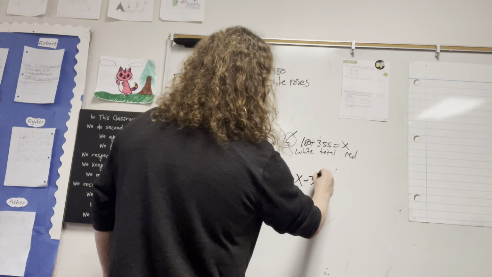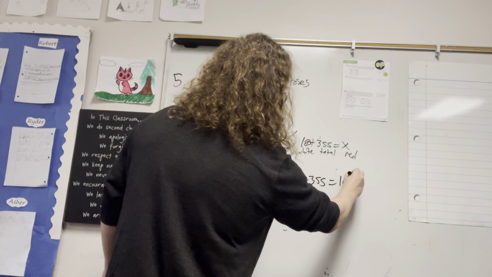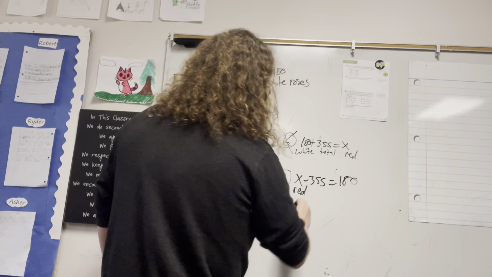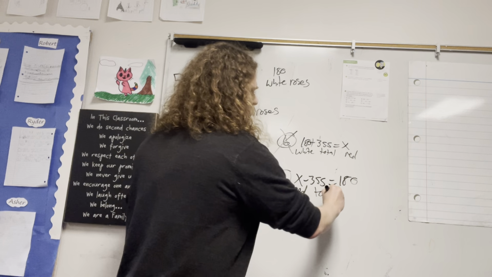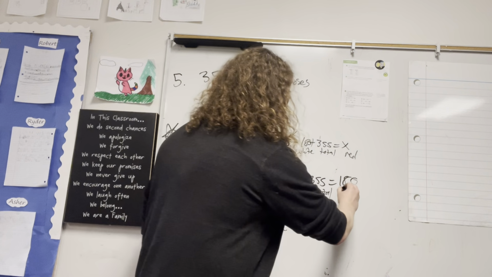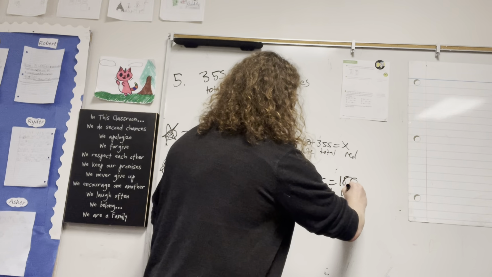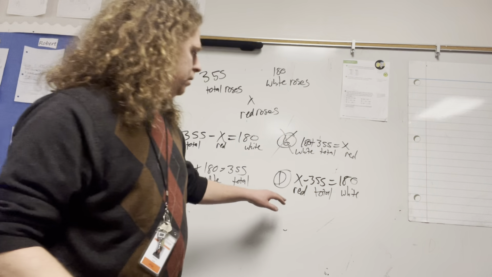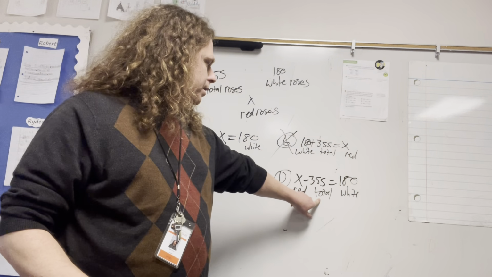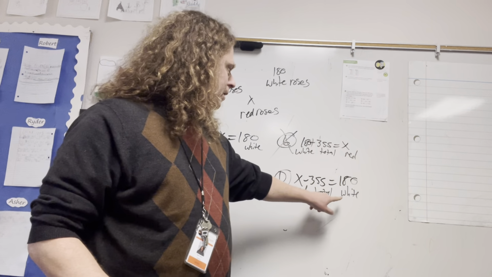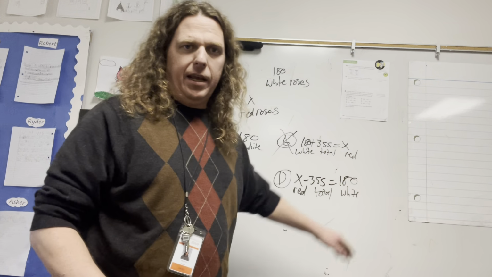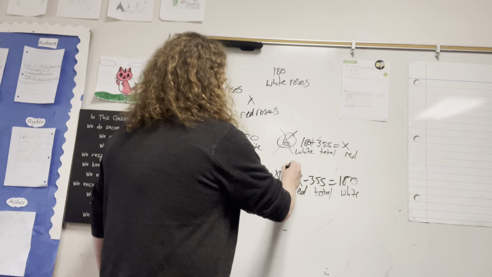D, X minus 355 equals 180. Doesn't make sense, right? The red roses minus the total number of roses won't equal the white roses because the red roses are part of this number. So the red roses ought to be less than 355, which means it would equal some negative number. It's not going to equal the number of white roses. Doesn't make any sense.